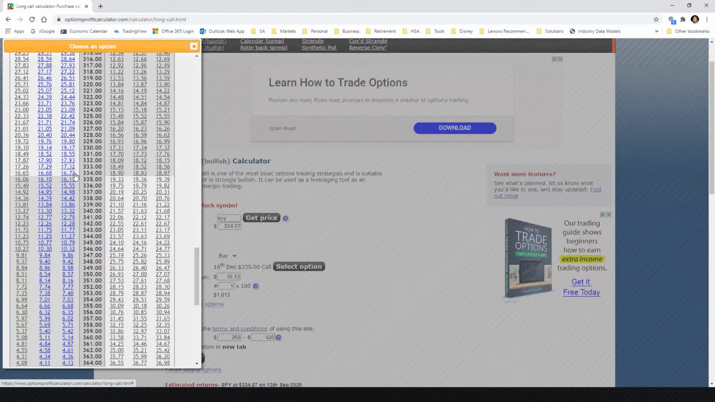Two things to compare here. One is if you buy 100 shares of SPY, it is going to cost you right now $334 multiplied by 100, so that is $33,400. But if you want to control the same 100 shares of stock, you get it for $16.72. You still multiply by 100 because each contract is 100 shares. So 16.72 multiplied by 100 is $1,672. So you can control the same 100 shares of that stock with $1,672 compared to $33,400.